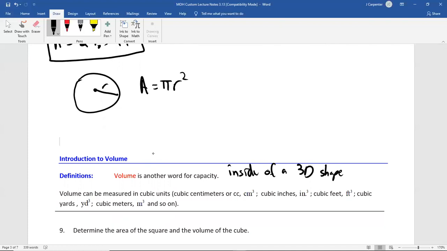So perimeter is measured in linear units, feet, meters, inches. Area is measured in square units, feet squared, inches squared, meters squared. Volume is measured in cubic units, so something like feet cubed, inches cubed, meters cubed. And that's because you'll be multiplying a length times a width times a height. You'll be measuring a feet times a feet times a feet, which gives us feet cubed.